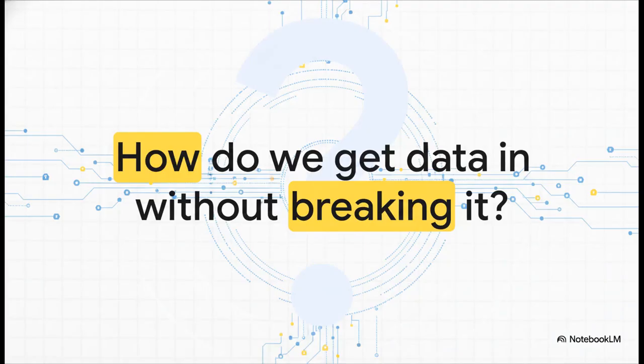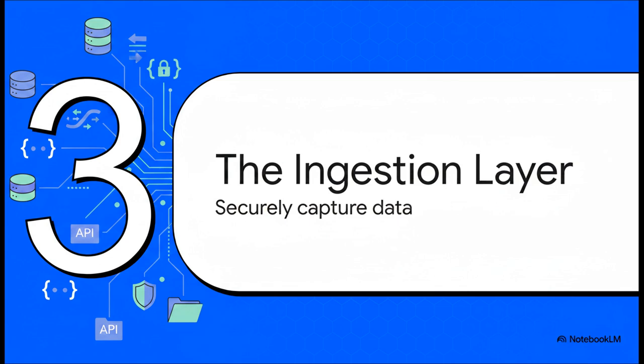But looking at that whole setup raises a pretty critical question. How do we actually get the data into the system without breaking it or losing its original integrity? Before we can process, clean, or analyze anything, we have to securely capture it. And that brings us to the very front door of our architecture. Section 3, the ingestion layer. This is all about securely capturing data from diverse sources.